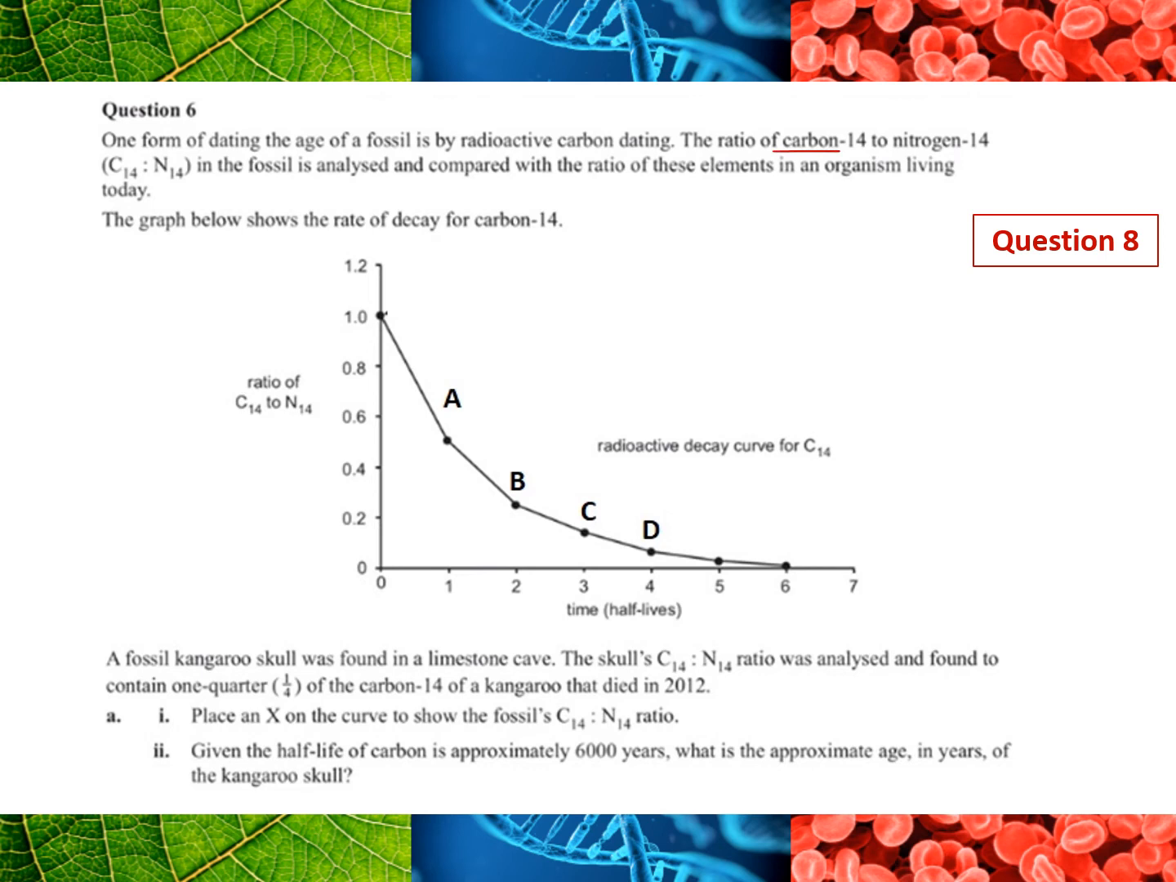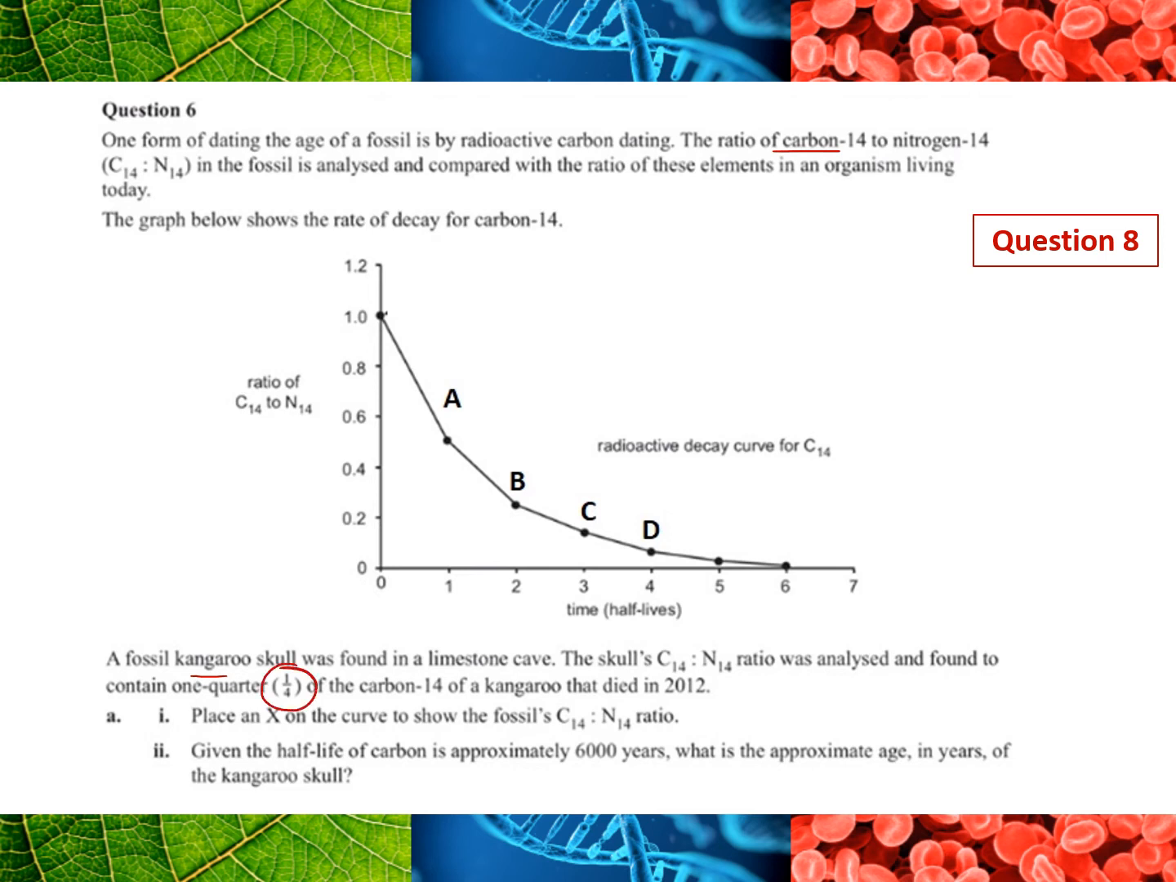The original question didn't have the A, B, C, D on there. I've added those to make it easier for online, but the question asked you to draw on here. So a kangaroo skull is found, the carbon nitrogen ratio is analysed and found to have 1/4 of the carbon remaining.